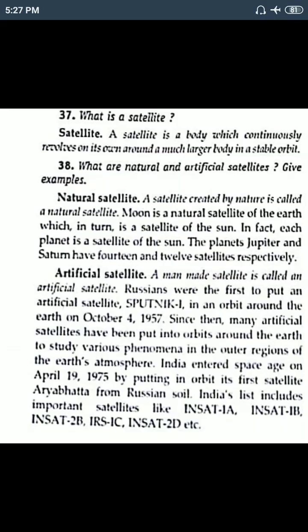The first artificial satellite was launched by the Russians. They put Sputnik 1 in orbit around the Earth on October 4, 1957. After that, many satellites, now we live in 2020. Within these many years, many satellites have been launched by scientists, and they also revolve around different planets.